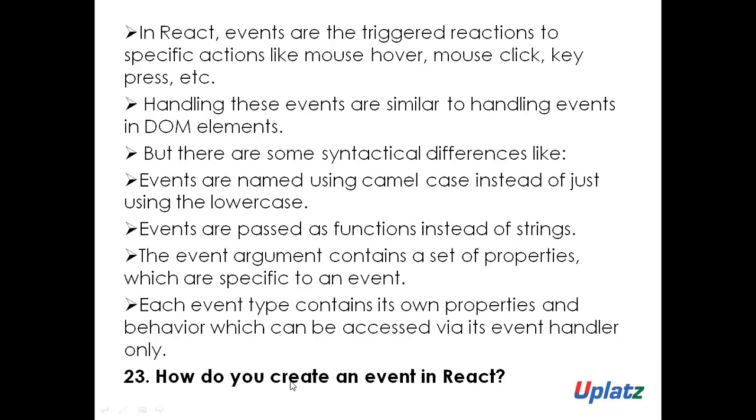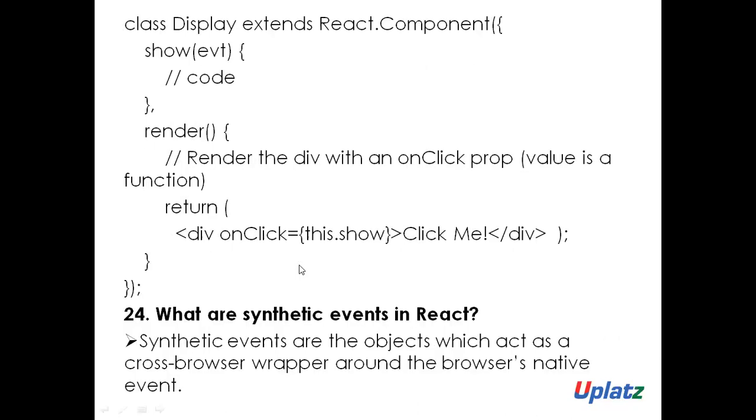How do you create an event in React? Just have a class Display extends React.Component. We have a render. I'm just returning onClick={this.show}. I have a button called Click me. So this is how the event is happening. When you click, the event is getting triggered.